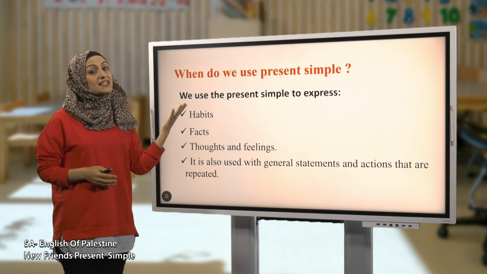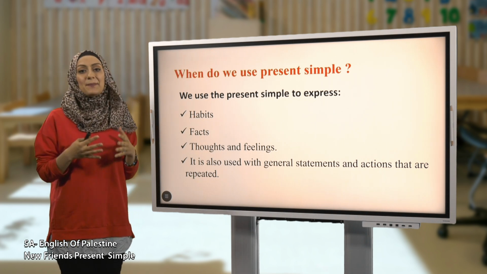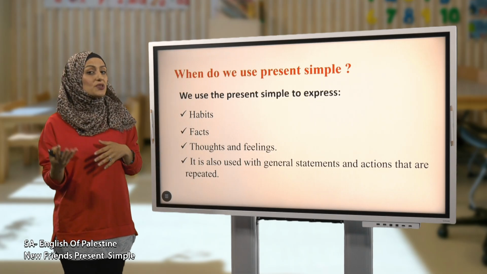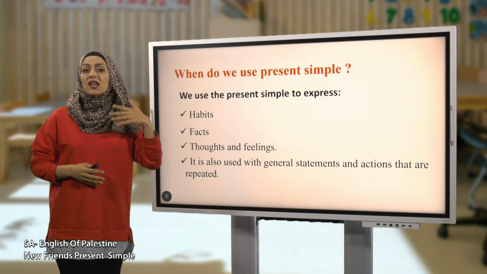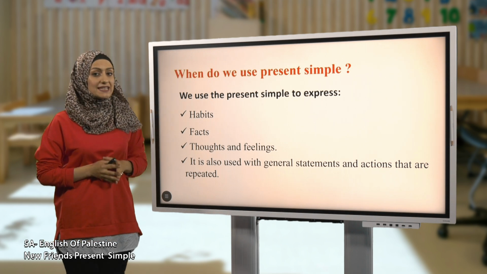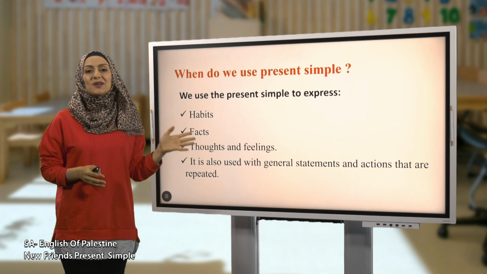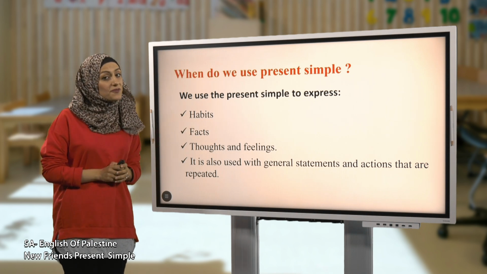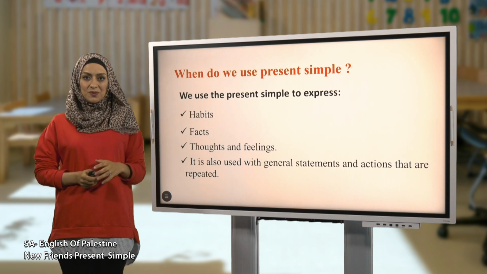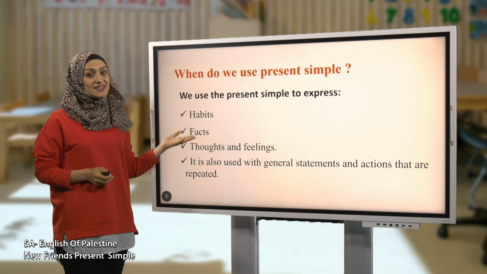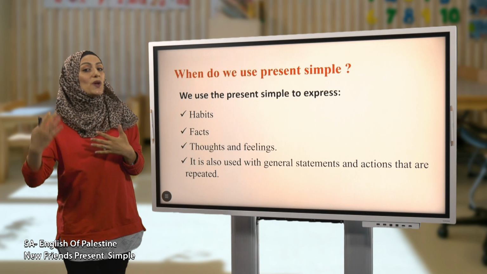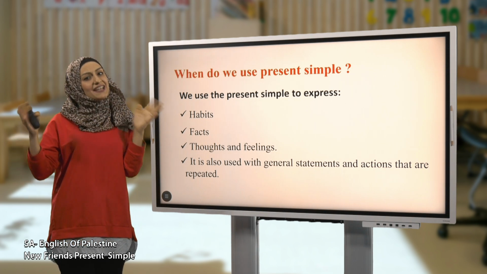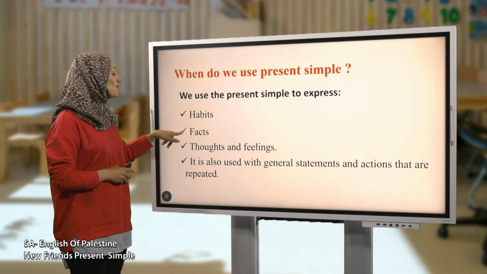We use the present simple when we want to talk about our habits. Things that we usually do, things that we love to do every day. For example, I go to school every day at 8 o'clock. I take my breakfast before I go to school. These are habits. These are things we do again and again, nearly every day.